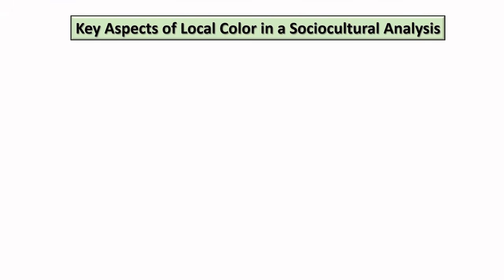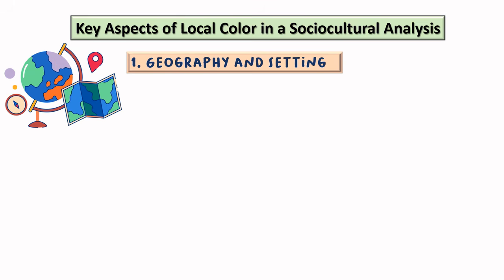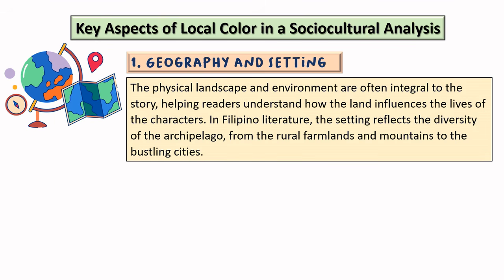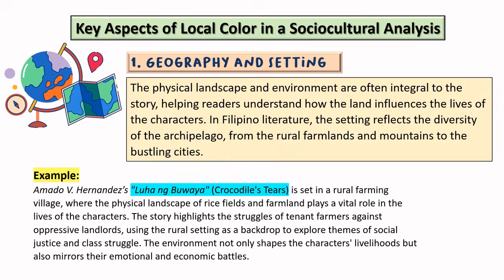Number 1. Geography and setting. The physical landscape and environment are often integral to the story, helping readers understand how the land influences the lives of the characters. In Filipino literature, the setting reflects the diversity of the archipelago, from the rural farmlands and mountains to the bustling cities. Example, Amado V.